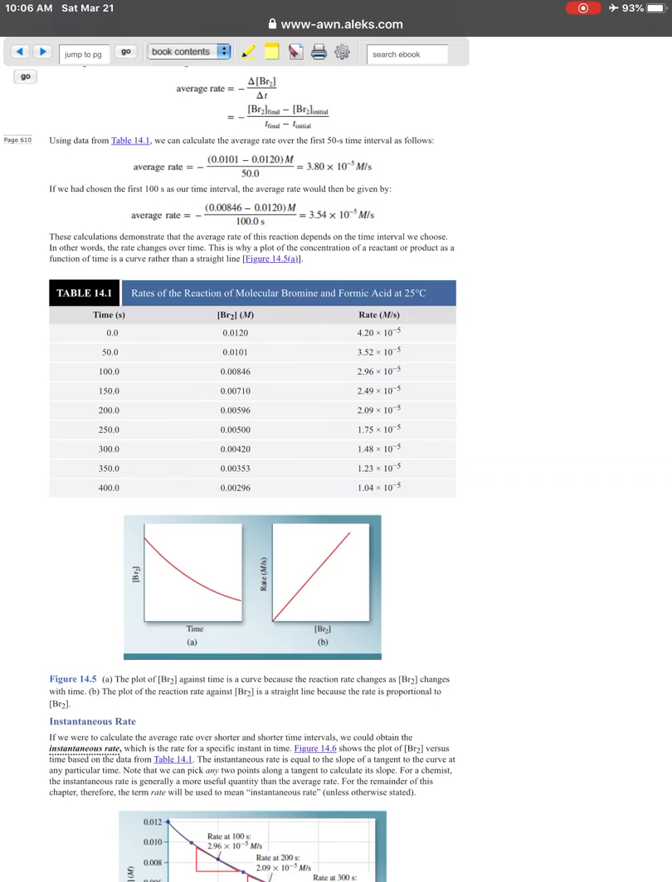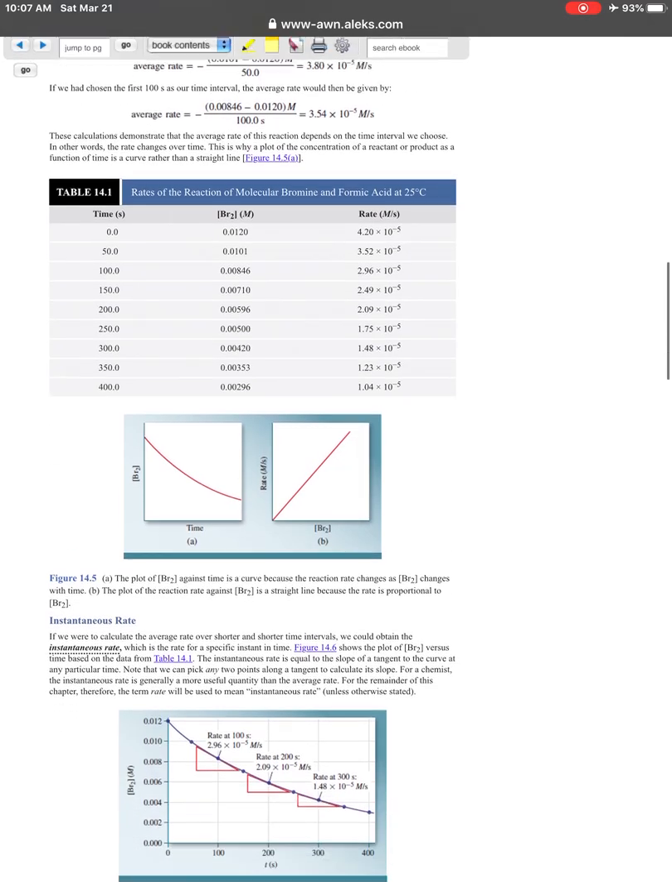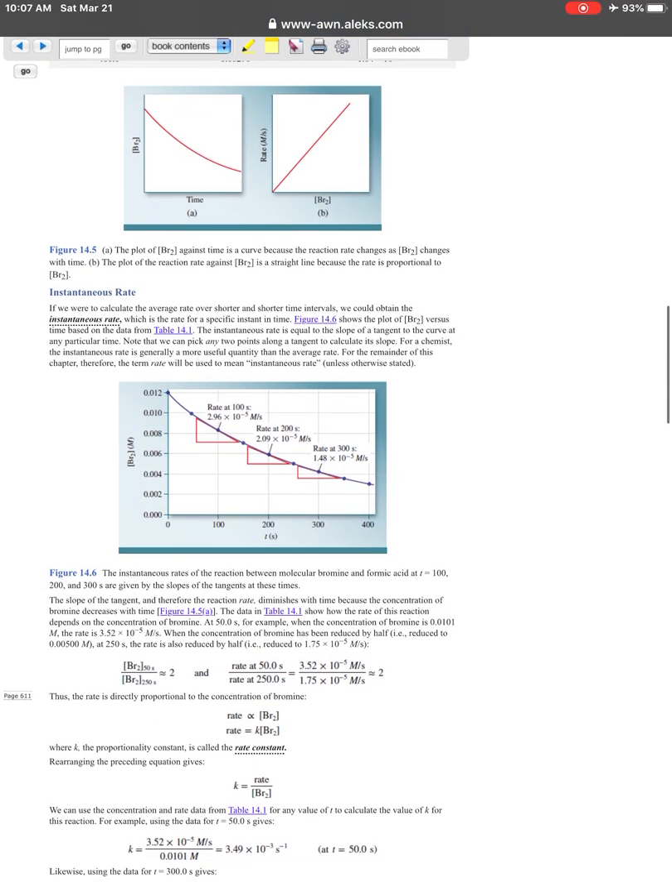Now, these calculations demonstrate that the average rate of this reaction depends on the time interval that we choose. In other words, the rate changes with time. That's an important aspect of kinetics. The rate changes over time. We're going to talk more about that in future sections. This is why a plot of the concentration of a reactant or product as a function of time is a curve rather than a straight line. So take a look at figure 14.5.